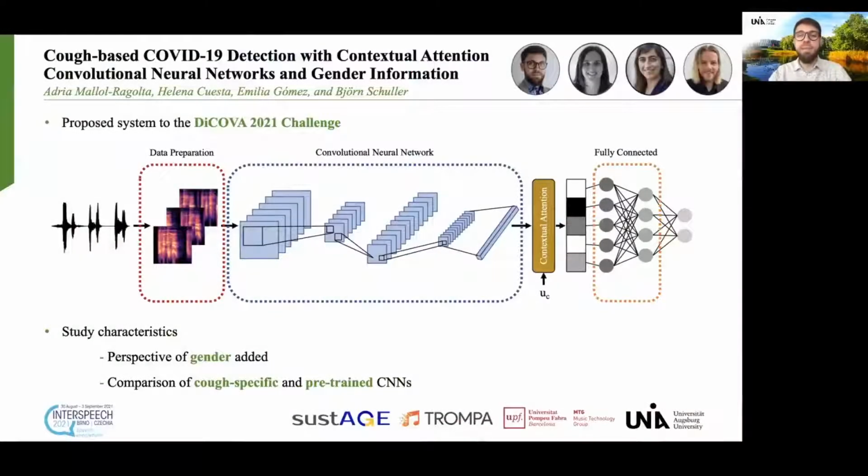Ladies and gentlemen, my name is Adria Mallol, and I will introduce our contribution to the Diagnosing COVID-19 Using Acoustics challenge. The goal of the challenge was to detect COVID-19 patients from the analysis of cough signals.